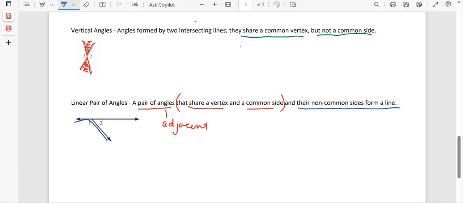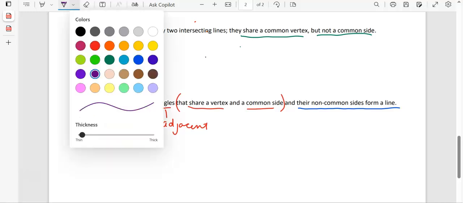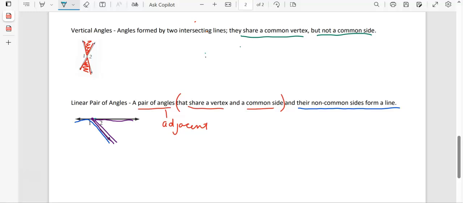So here's angle 1, here's angle 2. We have the vertex that they share and the common side, making them adjacent, and then the non-common sides, so this side for angle 2 and this side for angle 1, if we put them together, we get a line. So linear pair, think of it that way, makes a line. So pair means two, linear, they form a line. So hopefully I've given you some ways to memorize some of these things, just because there is a lot of vocabulary and we want to find some connections.